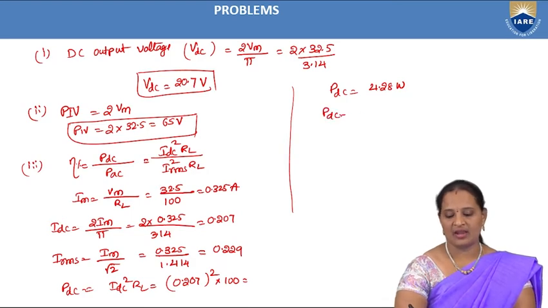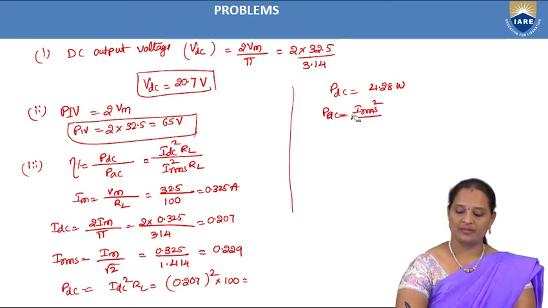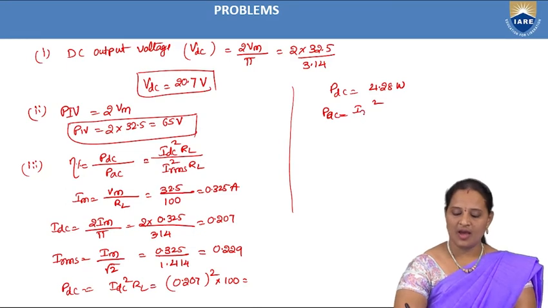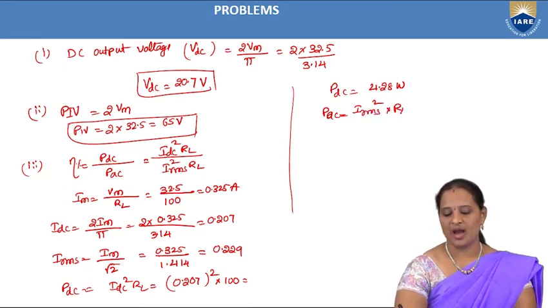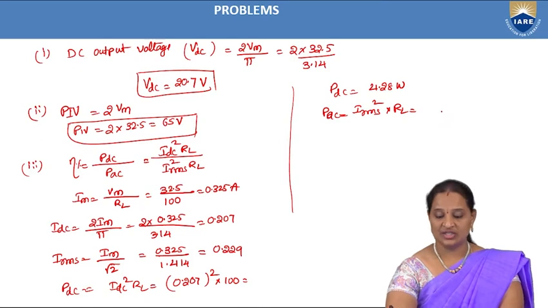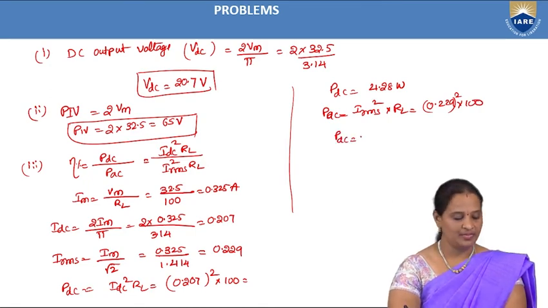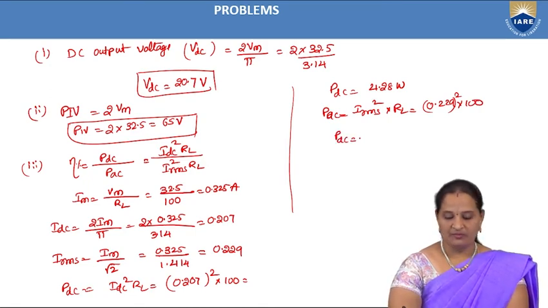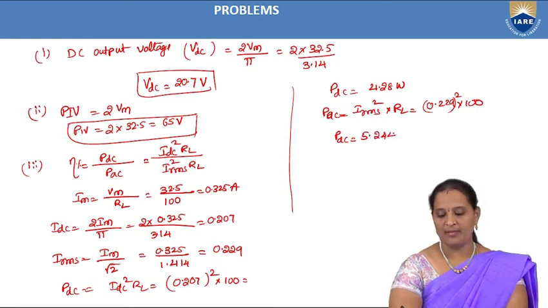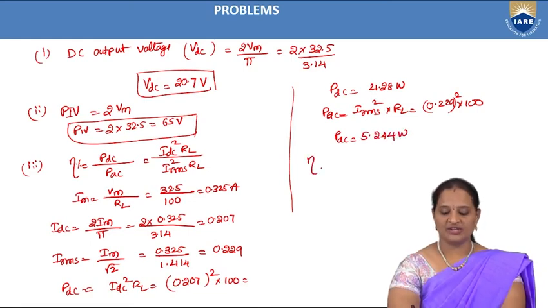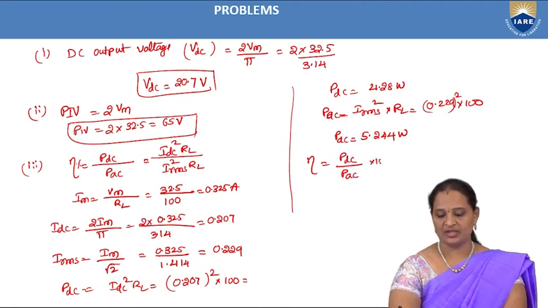And PAC can be calculated as IRMS square into RL, where the IRMS value is 0.229, whole square, into 100. So the PAC value will be 5.244 watts. Now the efficiency is PDC divided by PAC into 100.